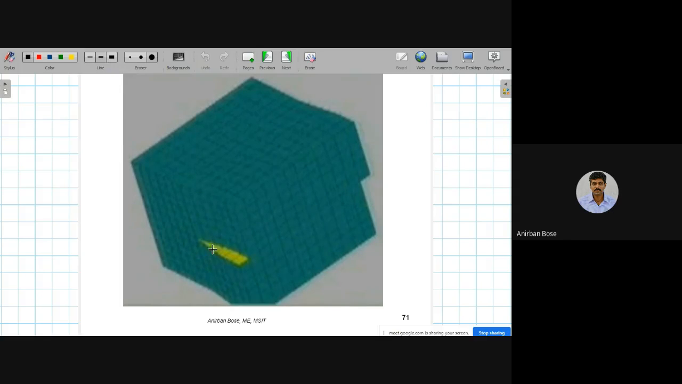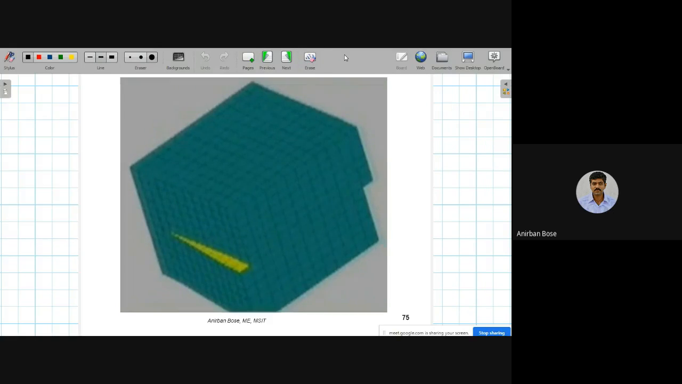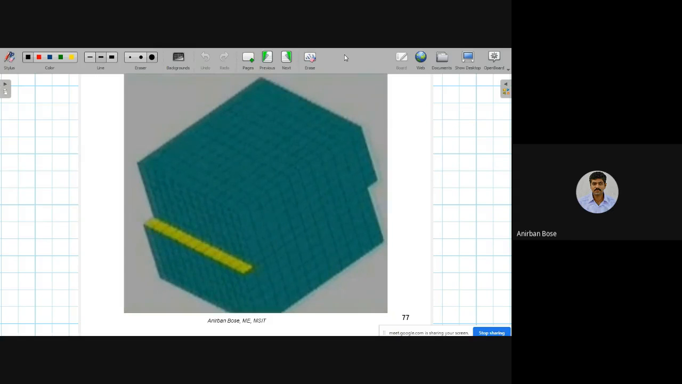Previously the line was here, and now it has moved to this location. So gradually the line is moving in that direction. And then you see, finally when that dislocation line moves out of the crystal, again you see the permanent deformation has taken place. Okay, so this is the slip motion of the screw dislocation.